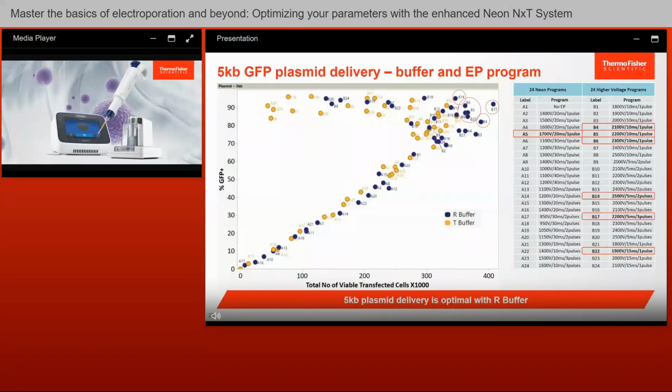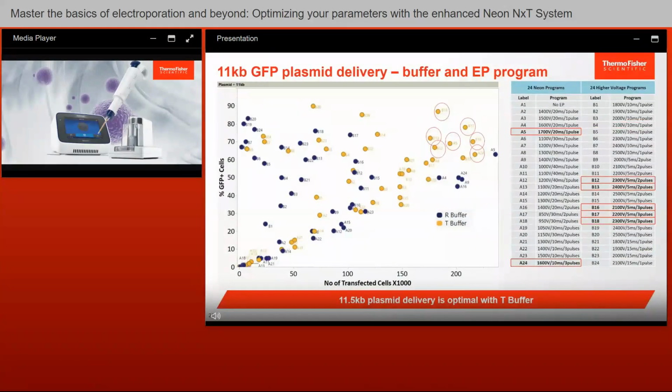All blue points at the top right of the plot indicate that R buffer performed best for the 5 kb GFP plasmid transfection into Jacquelyn cells. In R buffer and with the programs indicated by the red boxes, we achieved up to 95% transfection efficiency.